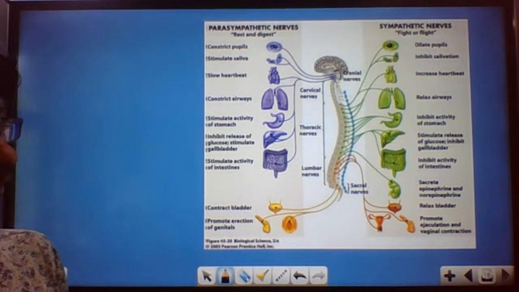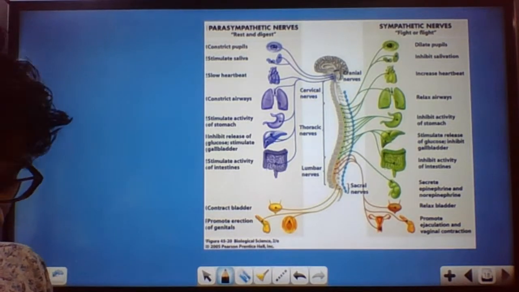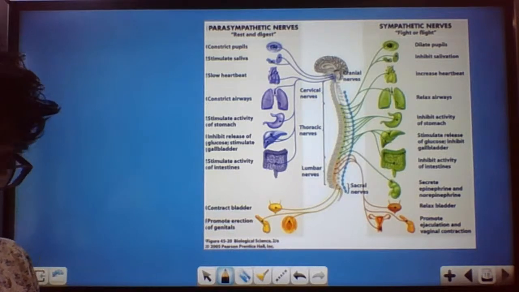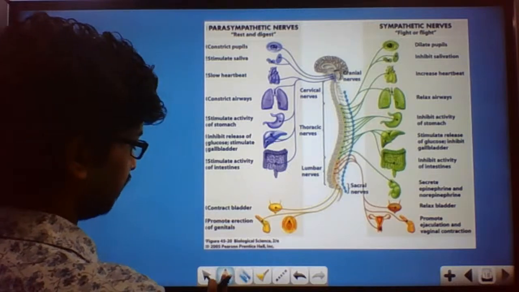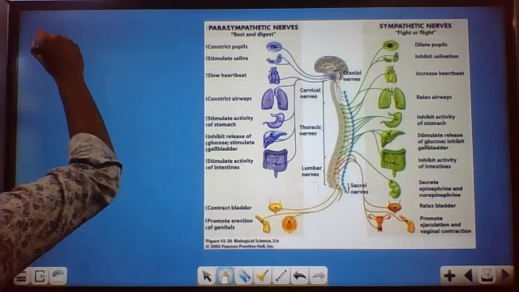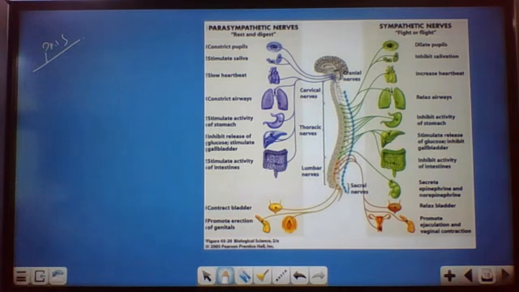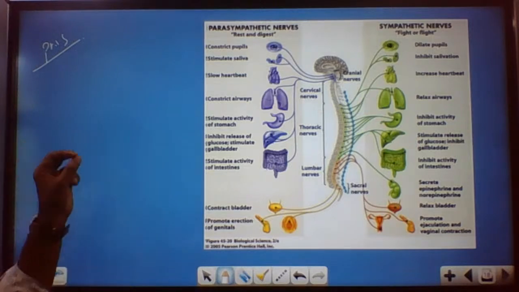When we move to the autonomic nervous system, before that, what is the main function of the cranial nerves and the peripheral nervous system? As far as the peripheral nervous system is concerned, the main functions that I'd like to highlight here are smell, vision, and movement.